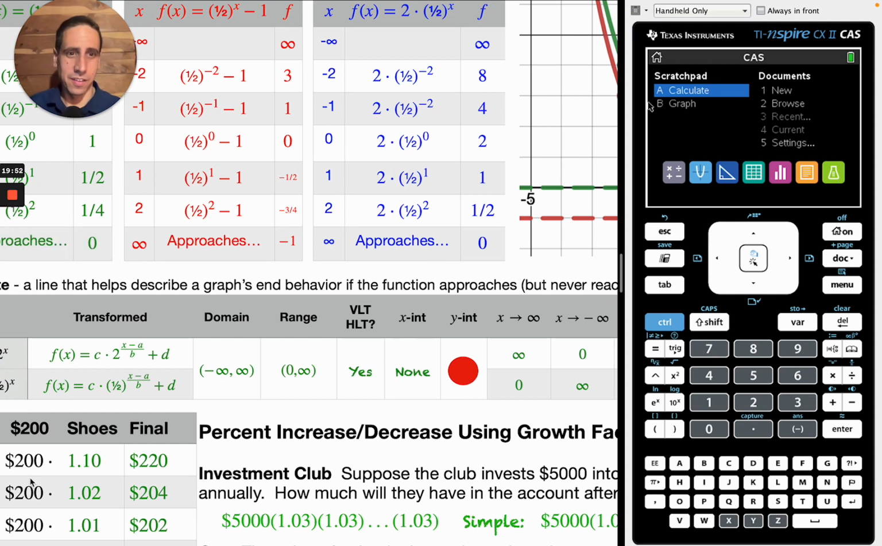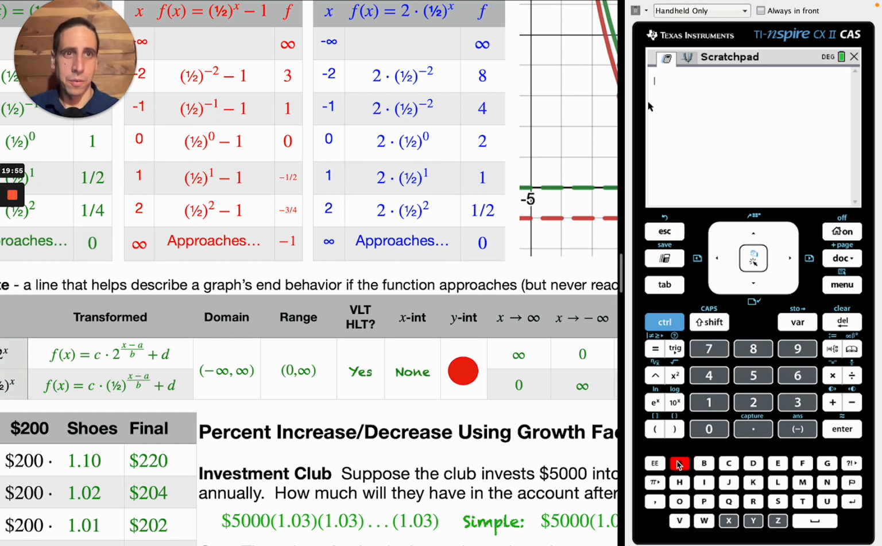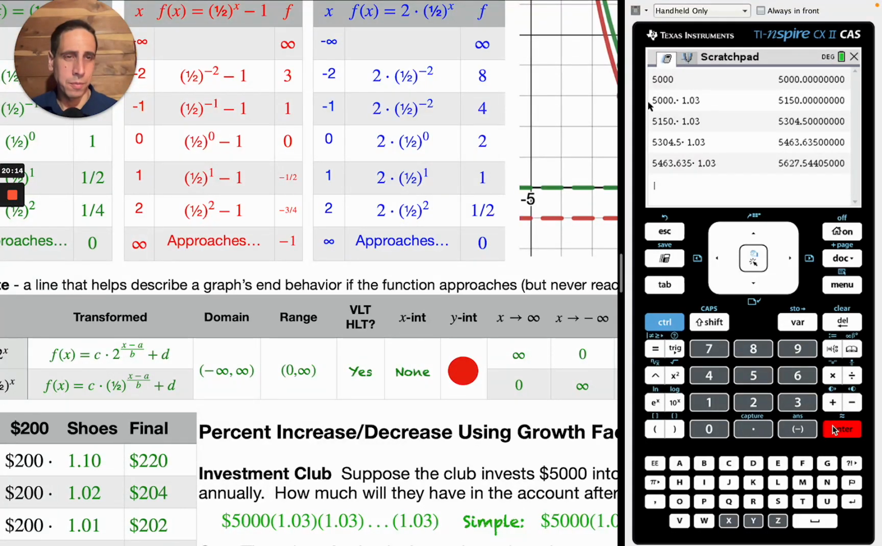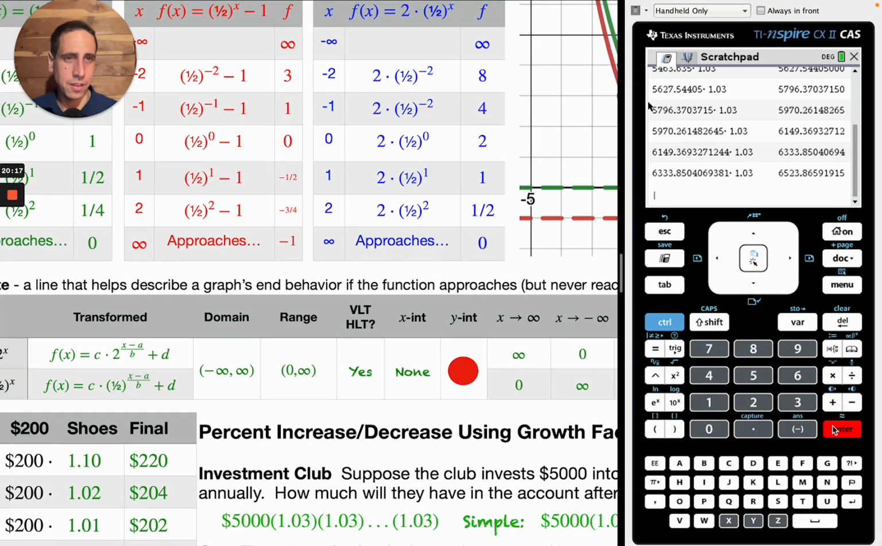Let's calculate. So what we can do is say this is 5,000, enter, and then you're going to multiply that by 1.03. Multiplied by 1.03. So that's once, twice, 3 times, 4 times, 5 times, 6, 7, 8, 9, 10, 11, 12, 13, 14, 15, 16, 17, 18, 19, 20. We've multiplied it by 1.03 20 times.